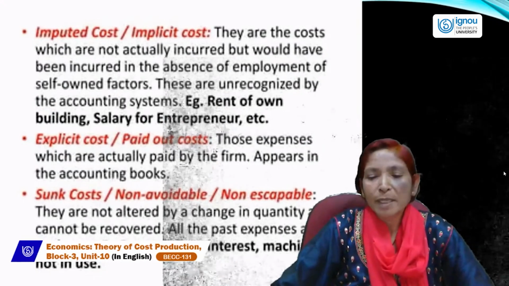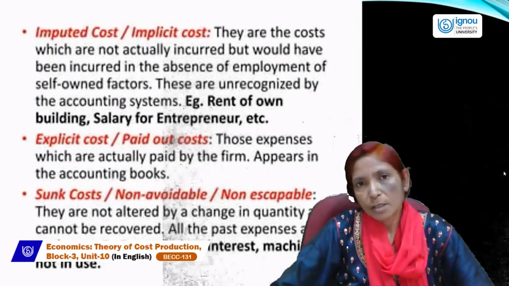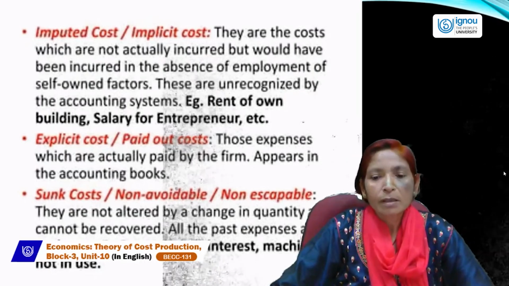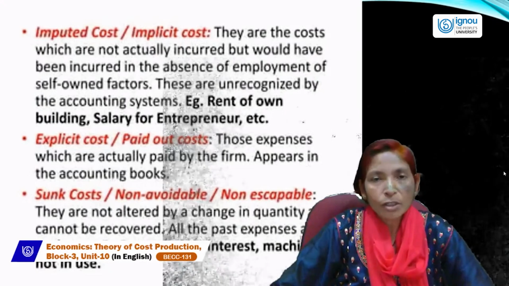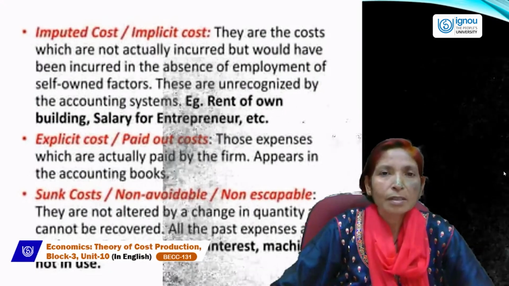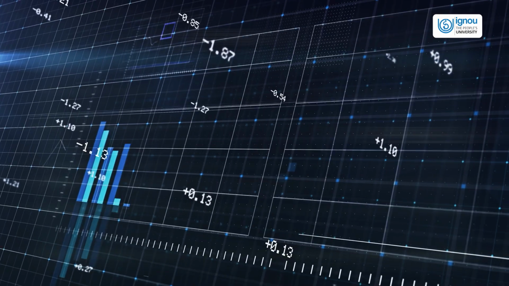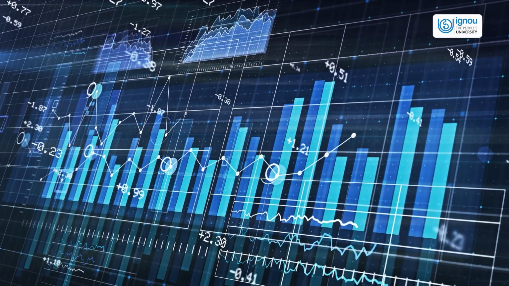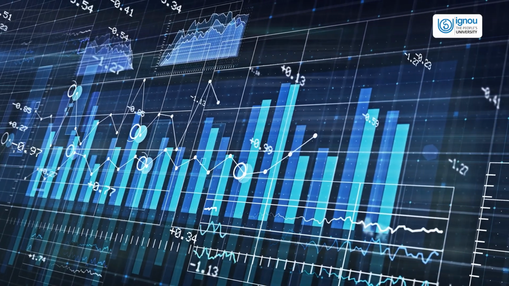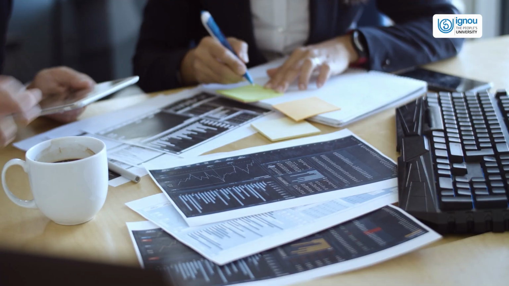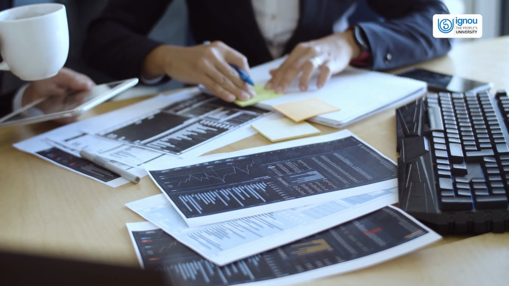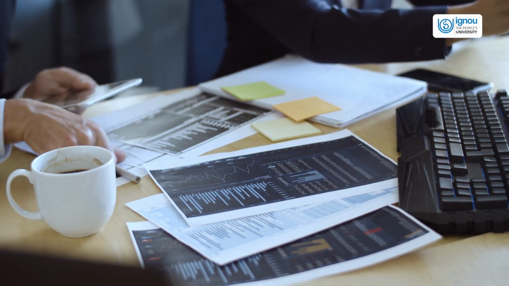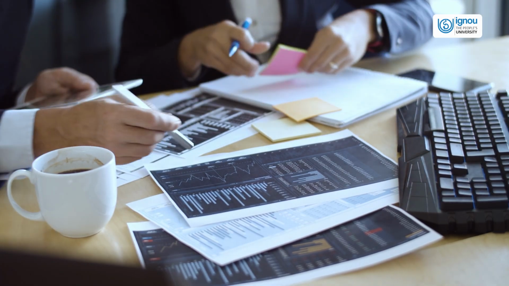All the past expenses are sunk cost. For example, depreciation cost, interest, machineries which are not in use, that type of cost is known as sunk cost. Sunk cost means which is sunk, like the Titanic ship sunk. That cost of that ship can't be recovered after sinking in the sea. So sunk cost is that cost which can't be altered, which can't be changed, and which can't be recovered.